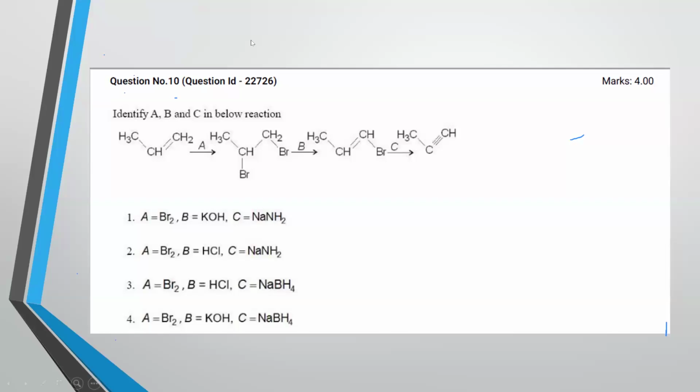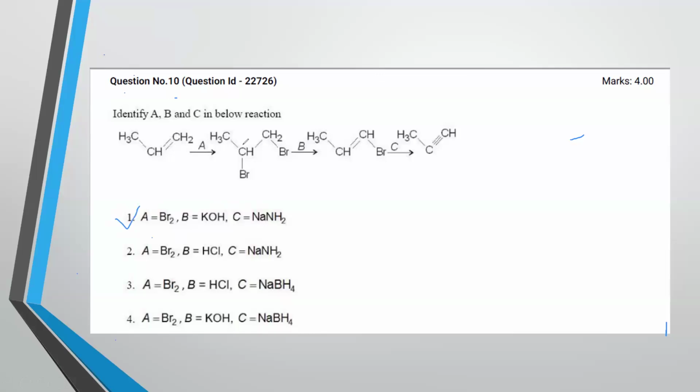Second. Okay. Think again, beta. Think again. Second answer is not correct. See again. Yes. Second is not correct, but first option is correct. Very good. Yes. Second option is not correct, but first option is correct.